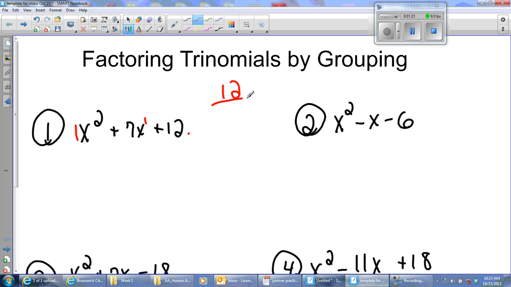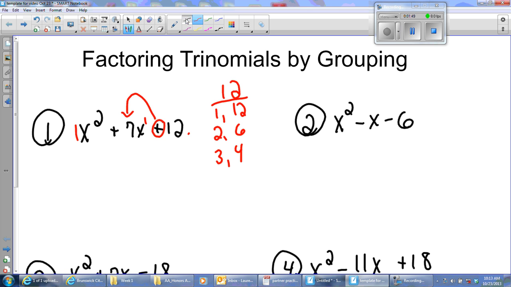Then I'm going to list the factors of 12. Now, if they get really big here, this isn't the best way to do it. We can work smarter, not harder, but for right now it's going to work really well. Because the 12 is positive, I am going to look for two factors of 12 that add to get this number, positive 7. Well, that would be 3 plus 4, right?